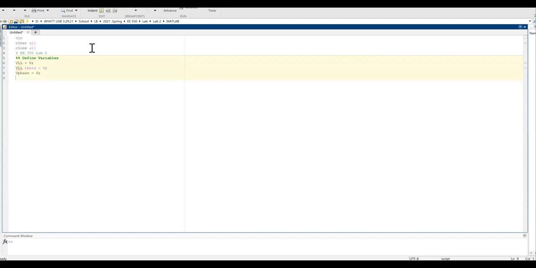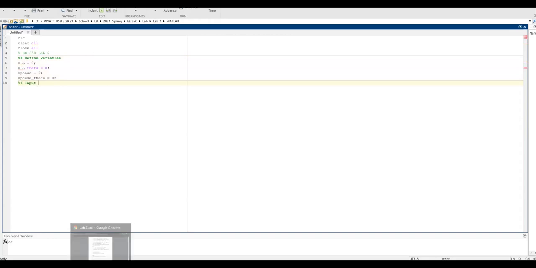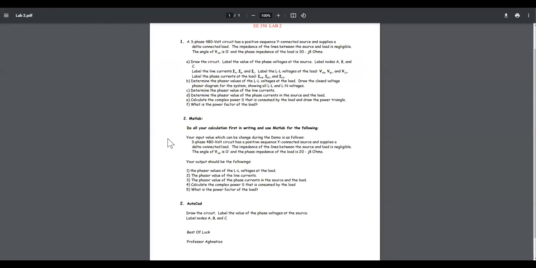is going to be equal to 0. Our V phase theta is going to be equal to 0. Now we're going to go ahead and get our inputs. This is what we had before from our statement from before. So we are going to need this here, you'll see.